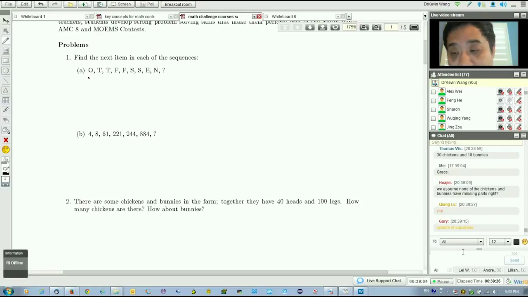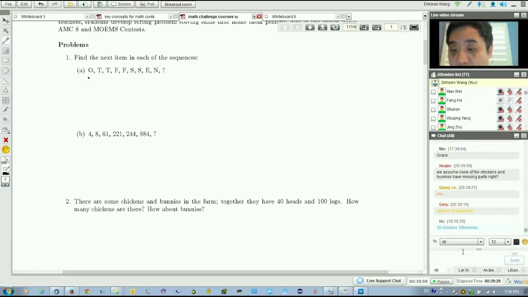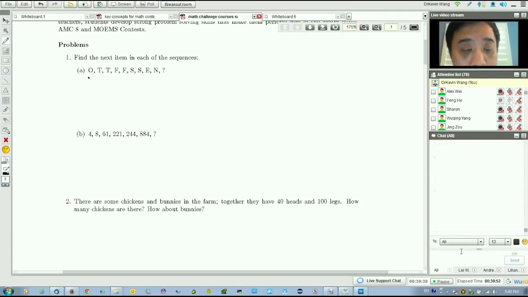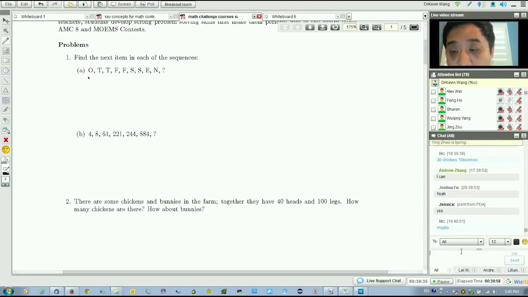So, Hua Jie's question, we assume none of the chickens and bunnies have missing parts, right? That's right, we assume all are normal. So you use system equations, then you solve the equations. Well, let's see. Can anyone do it without using equations, just by looking at the numbers? Okay, Andrew, go ahead and explain. Only for this question, I will ask people to explain, because we don't have much time.